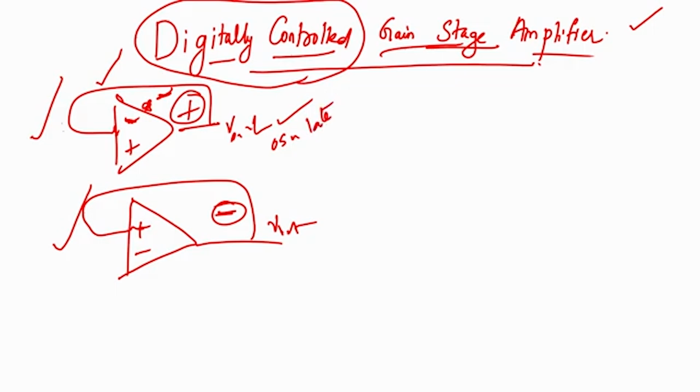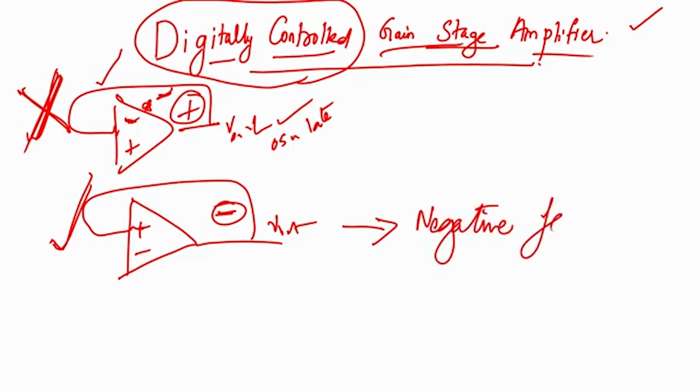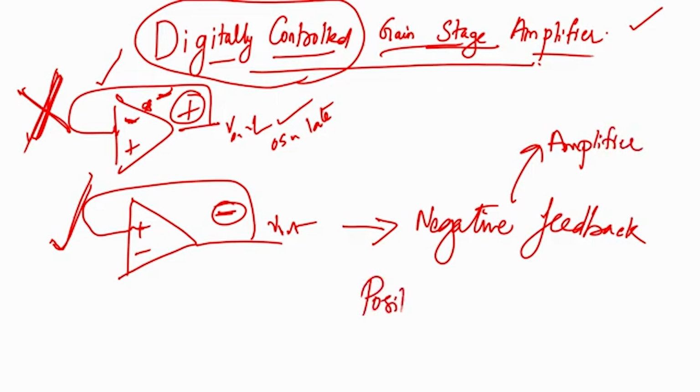So instead of that, this is not the scheme that we should choose. Is it understood? Hope it is clear to you. So we have to use this scheme for giving negative feedback, and negative feedback is what is required for amplifiers, and positive feedback is used for oscillators. So one learning is done.